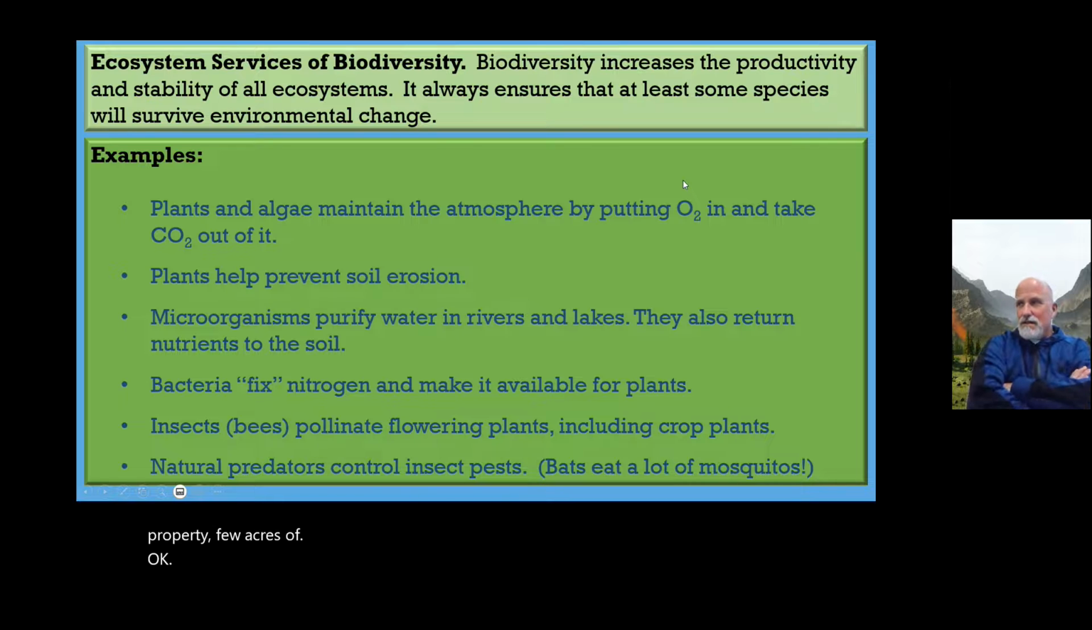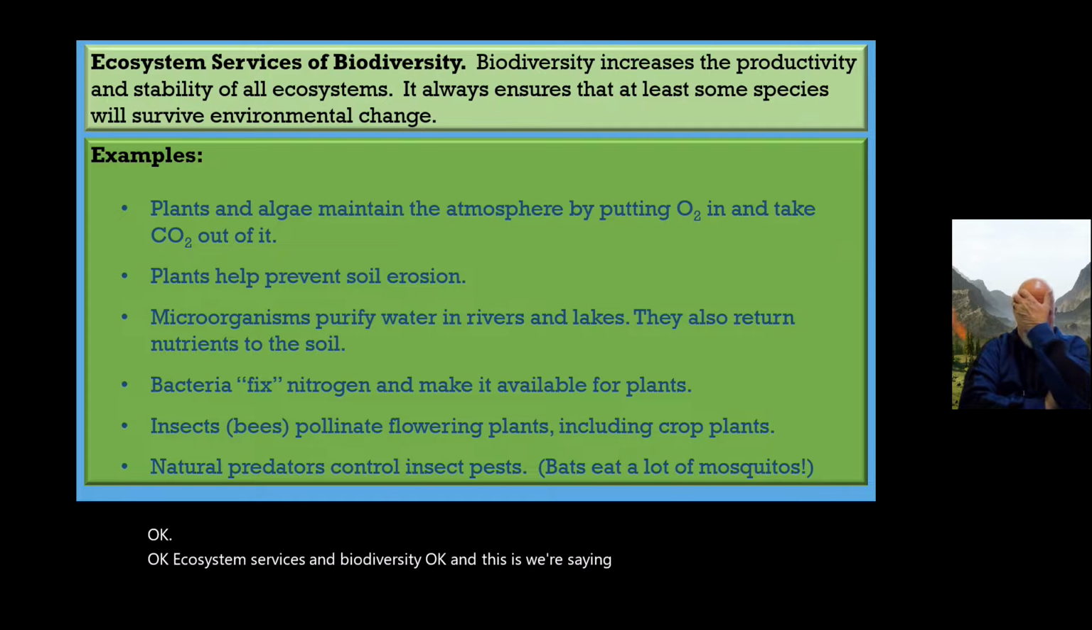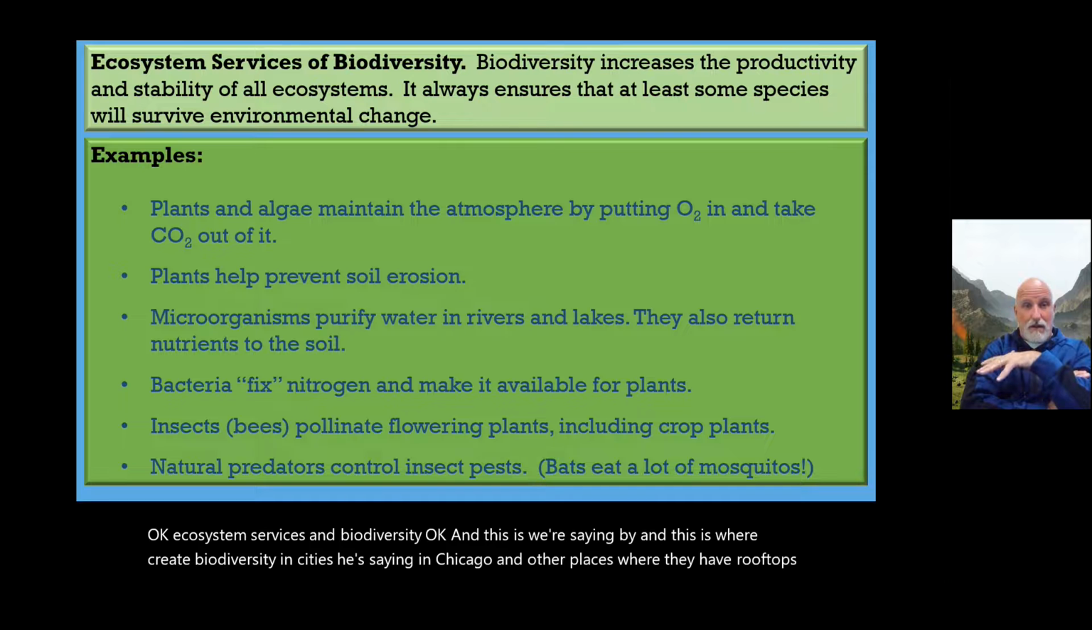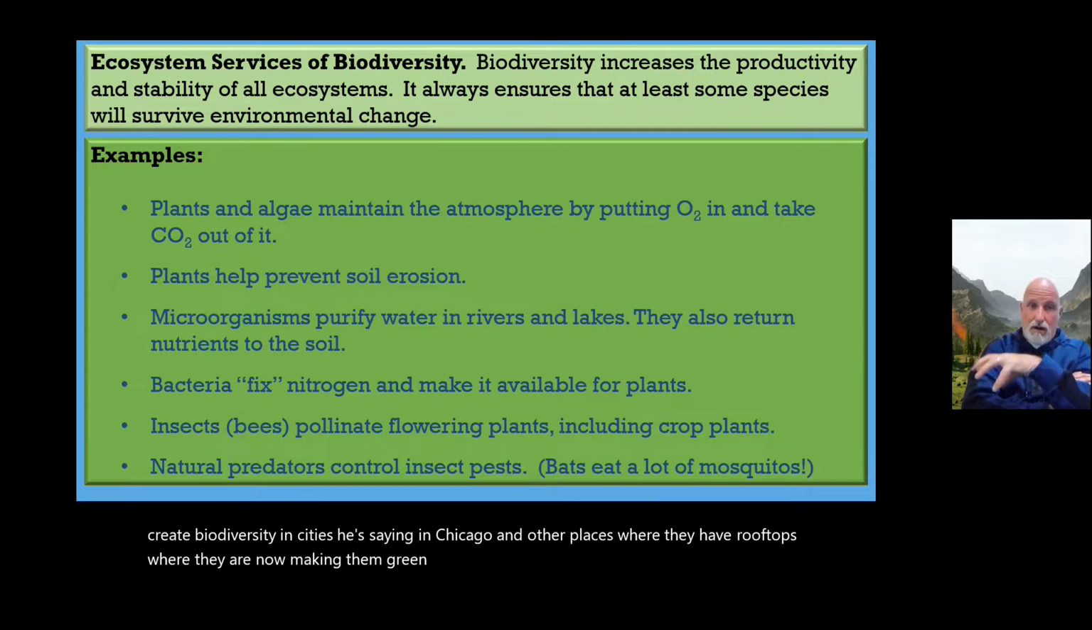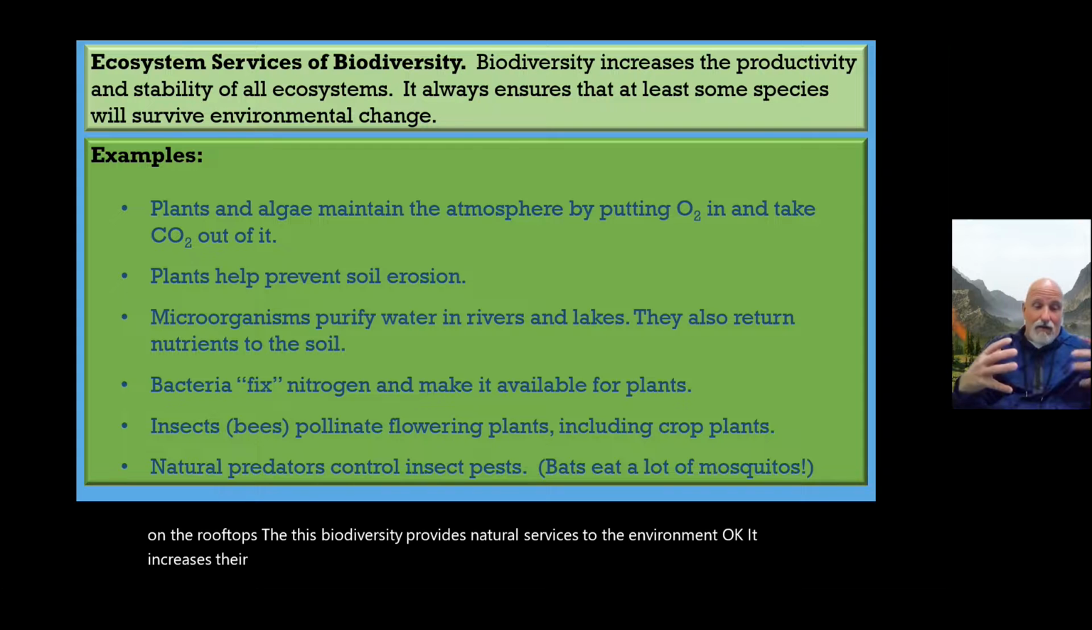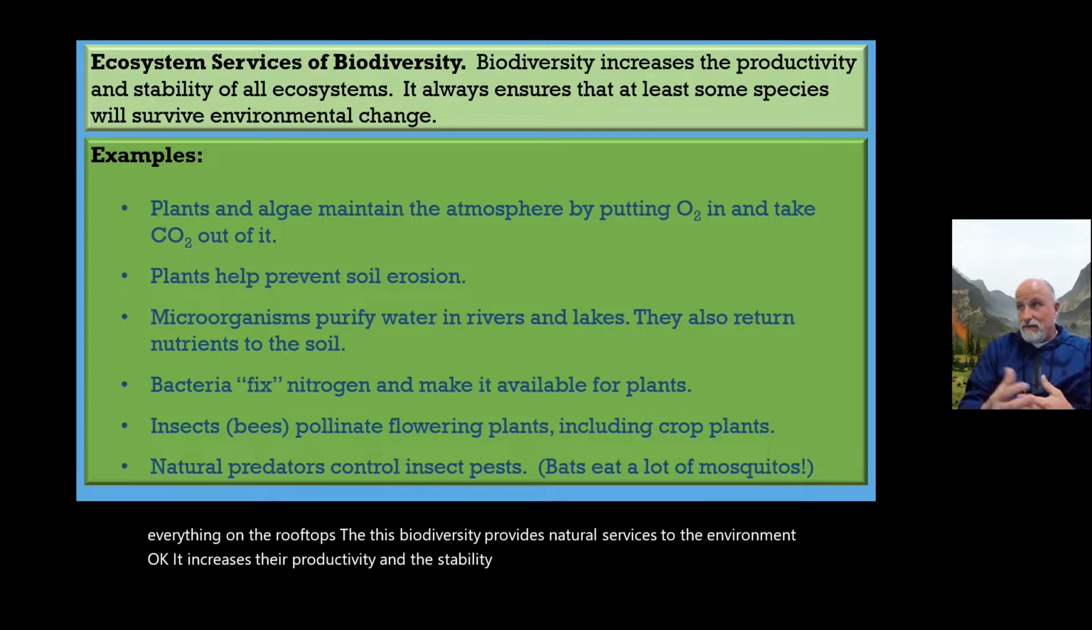Okay, ecosystem services of biodiversity. This is where creating biodiversity in cities, like you see in Chicago and other places where they have rooftops that they are now making green, growing trees and grass and gardens and everything on the rooftops. This biodiversity provides natural services to the environment. It increases the productivity and the stability of everything natural.